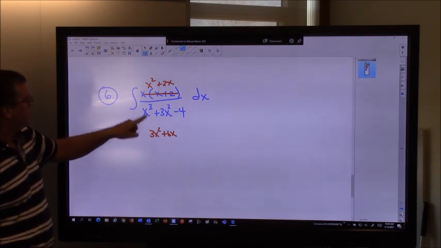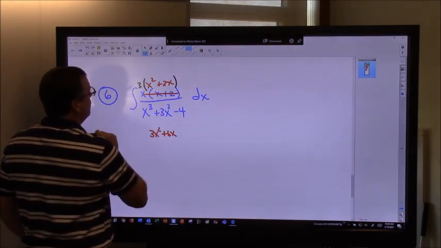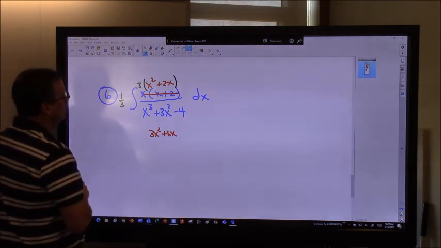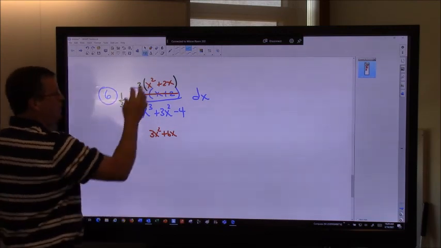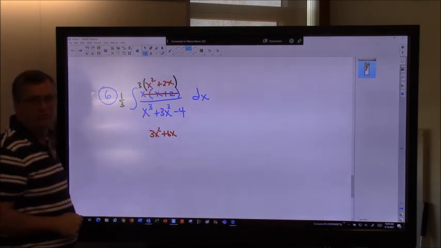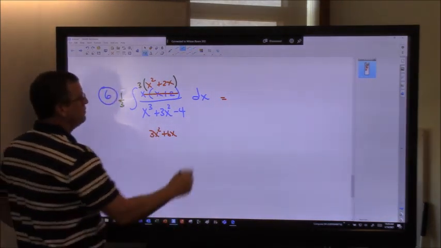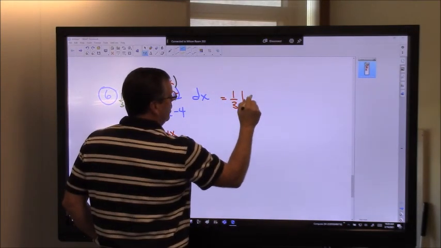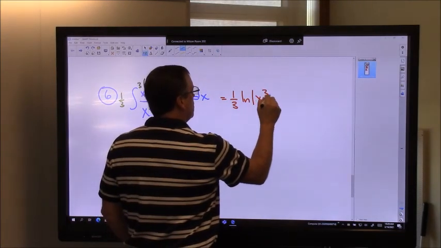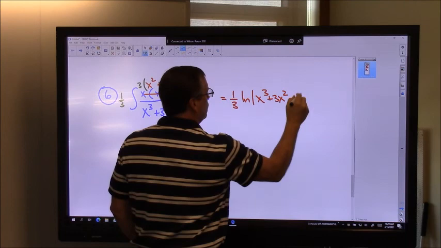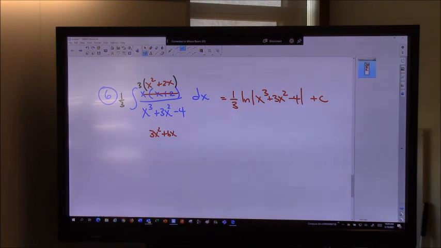Yeah, I can do that if I multiply by 3. So I'm going to multiply this by 3 and divide by 3 out in front. As soon as I do that, I get 3x squared plus 6x. That's what I need, and so I now have a u prime over u. So I know that the answer to this is 1/3 natural log absolute value of that denominator, x cubed plus 3x squared minus 4, plus c. So that one really wasn't too bad.